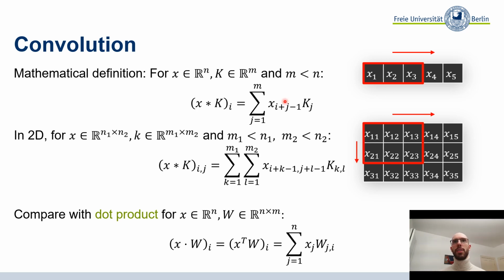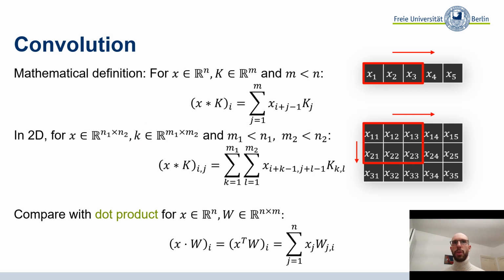What we do here is we start at the element x_i and multiply it with the first element of the kernel, and then we continue with the second element, now with offset j=1, and continue shifting until we have covered all elements of that kernel. And in 2D, the expression looks pretty much the same, only that now we have a matrix n1 times n2.